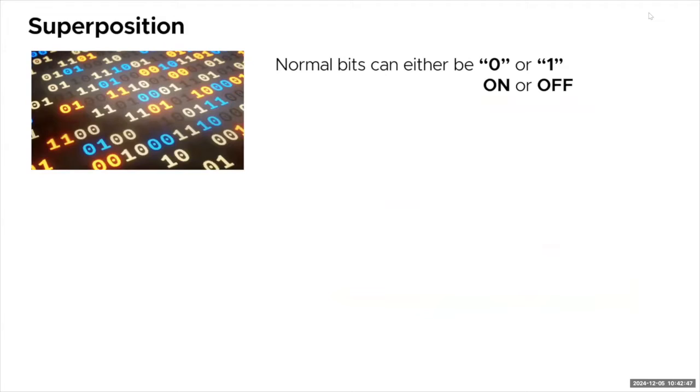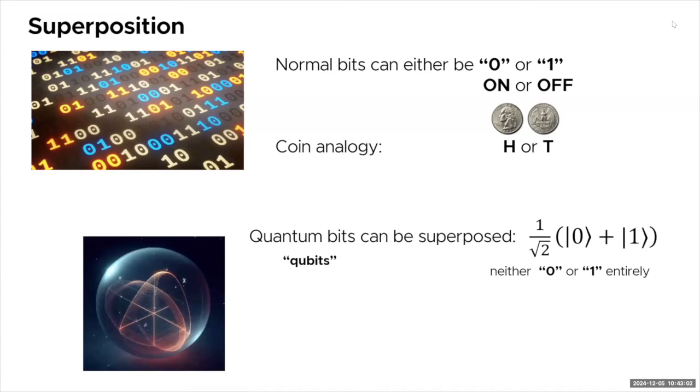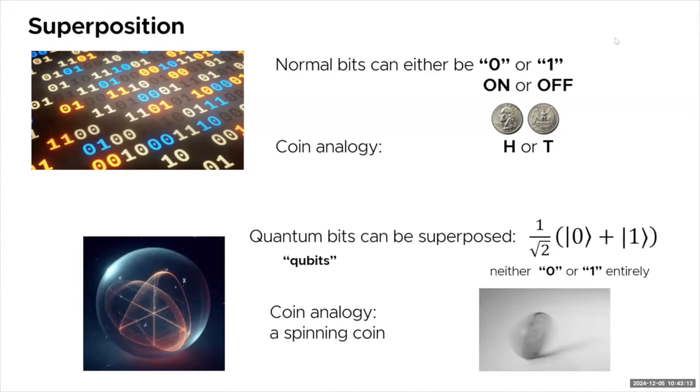So as you know, I'm thinking this is how the teachers can introduce it. Normal bits are either 0 or 1, so we can think of them as on or off, or with coins, of course, heads or tails. But now, when you're thinking about the quantum bit, if they are superposed, then we cannot say that they are either 0 or 1 entirely. So maybe one analogy that I like using, and the teachers can use, is to think about a coin that is spinning, right? Then you cannot really say if it's heads or tails. It's just a little bit too complicated for that.